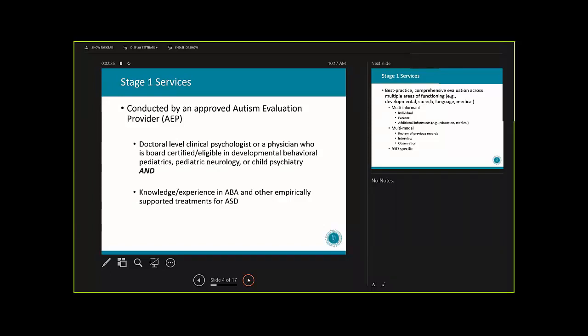So there are many clinical psychologists and physicians who have these credentials, but maybe don't have that particular knowledge and experience in ABA or in autism. And so what's considered to be approved as an autism evaluation provider, you need both of these components for meeting criteria as a provider.